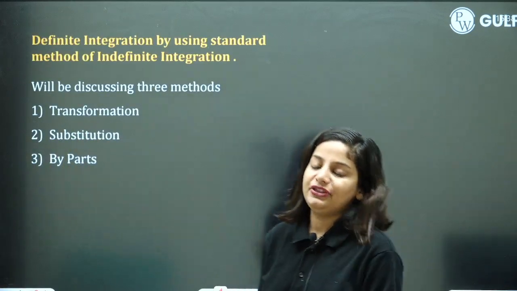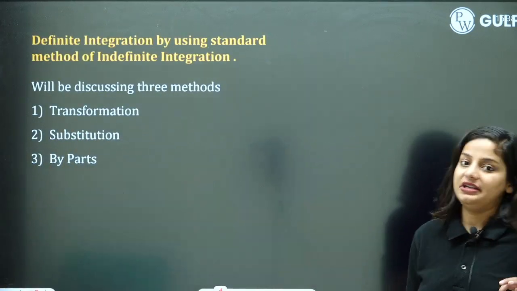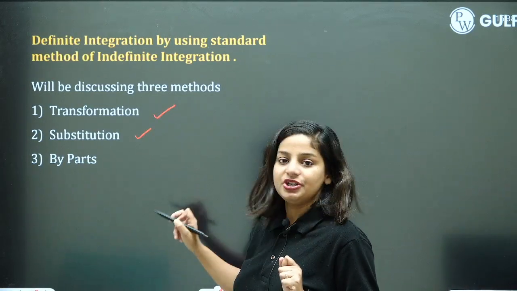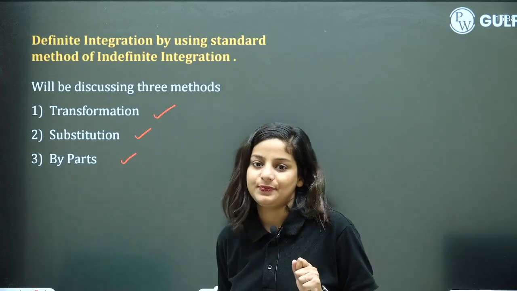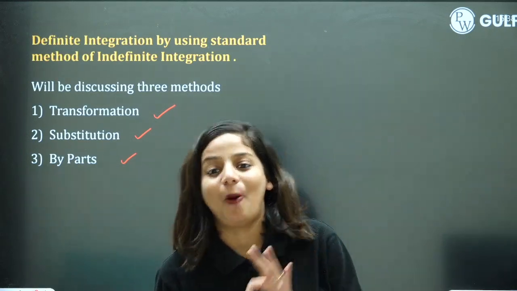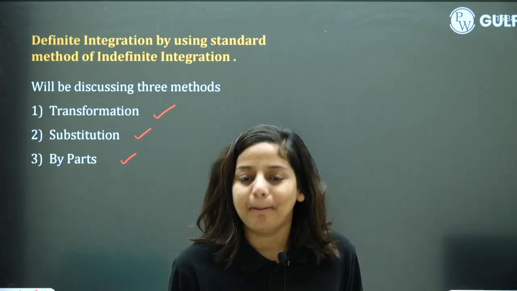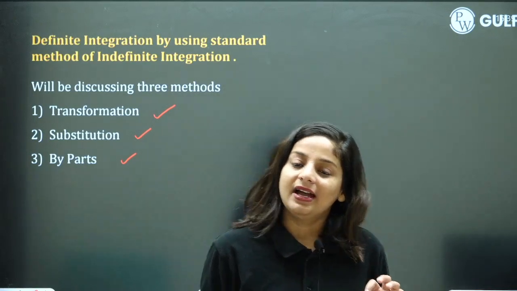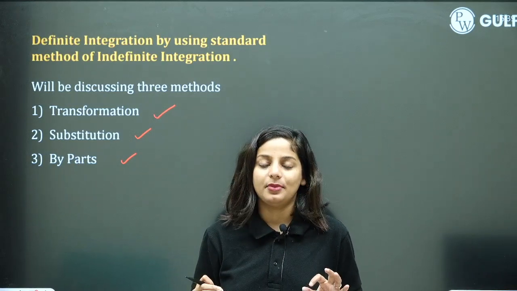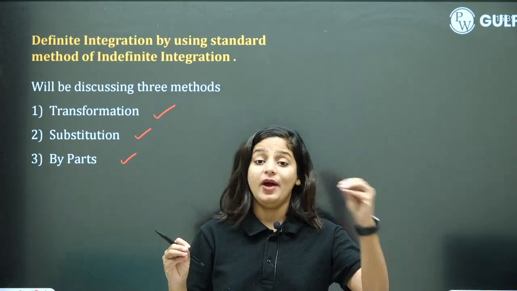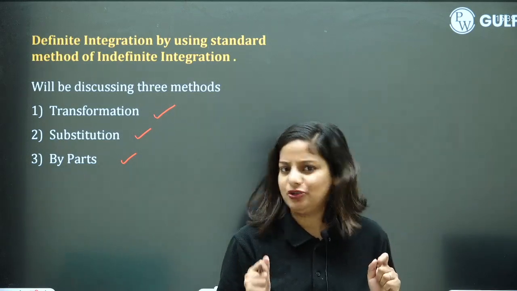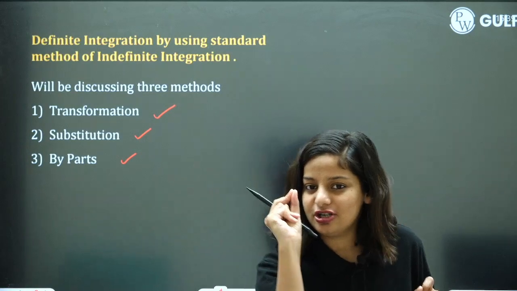There are three methods to solve questions on definite integration: by transformation, by substitution, by parts. Well, I haven't talked about the most important one, which is properties. That is altogether a separate game. There are 8 properties which we will discuss one by one. I'll give you the hints when to use which property. You will be happy to know about those special small tricks.